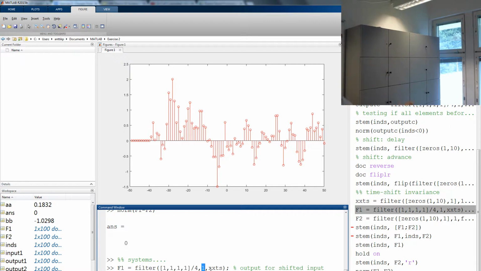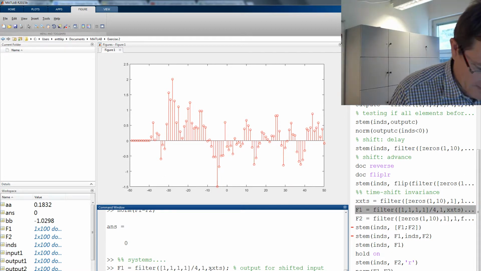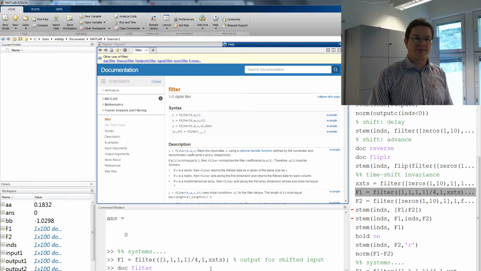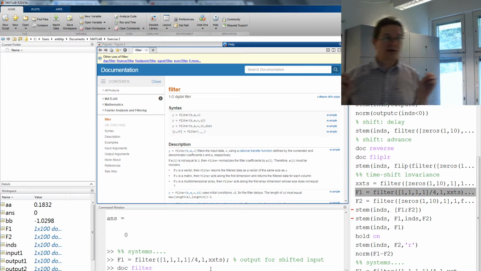If that was a vector, I would just put a vector there. But now I have a nice running average system. It has just that one number there, 1. B, A, X. Let's see, doc filter. Yes. Output equals filter B, A, X. You just need to make sure that you are using those B's and A's the correct way, not the opposite way.